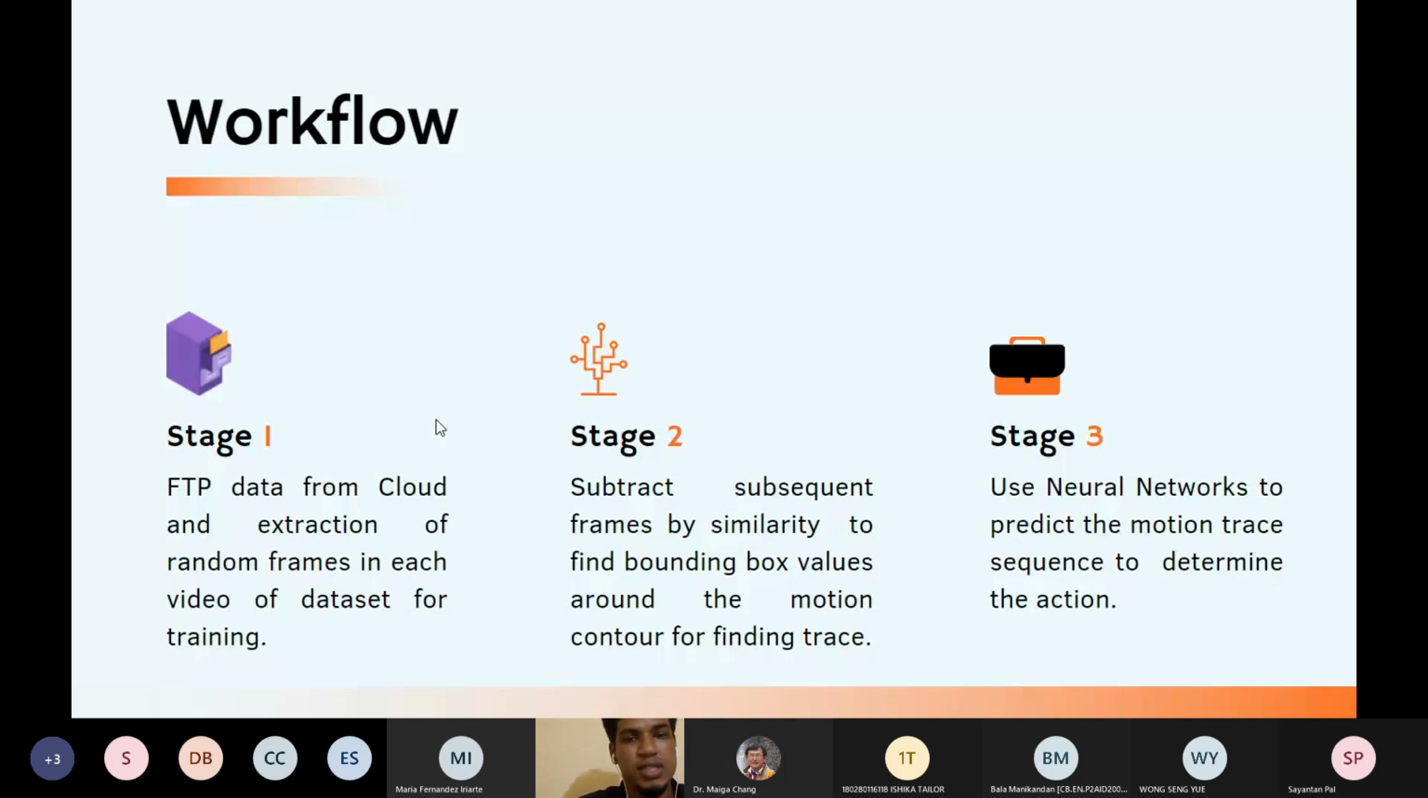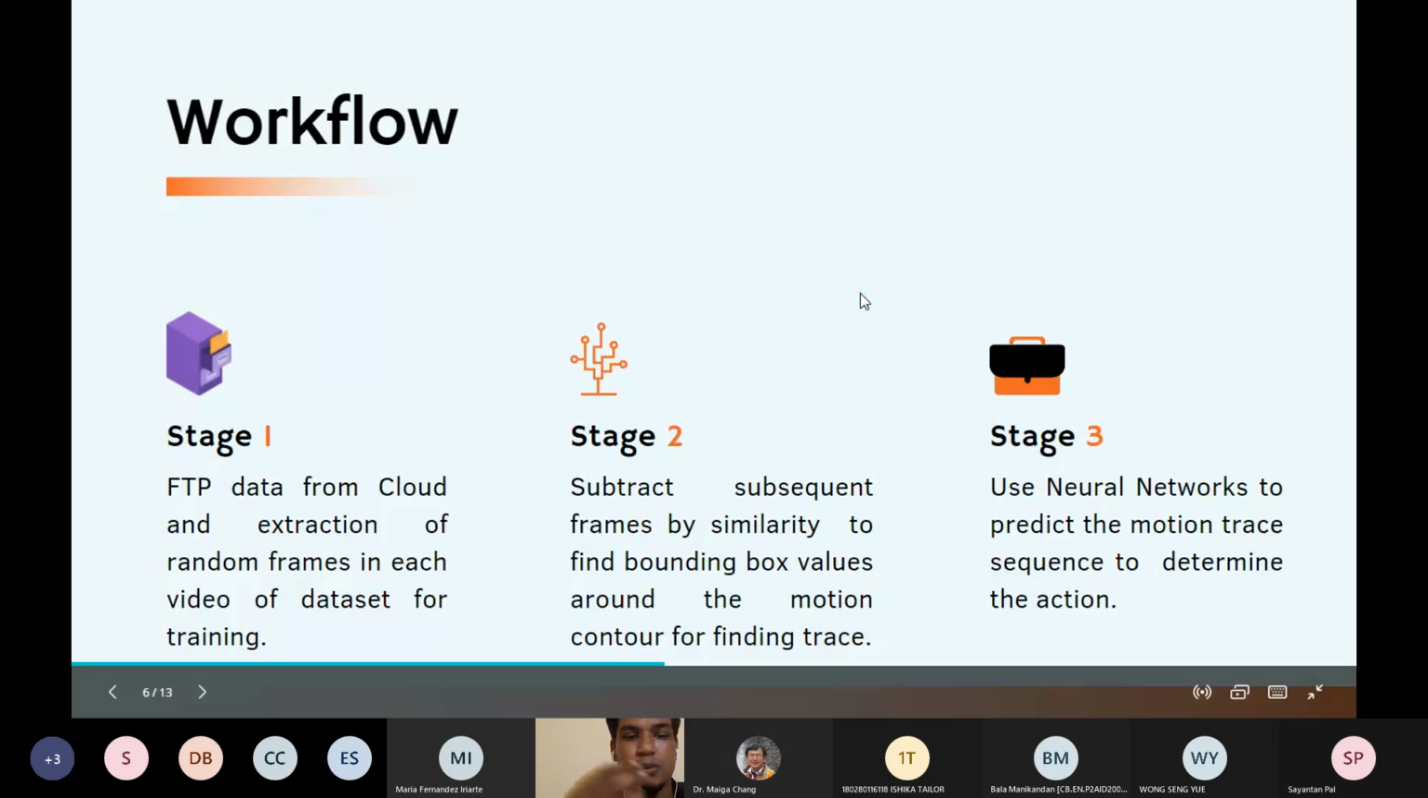First we take the video and extract the frames of the video. Then we randomly select some of the frames, we bucket the frames, and we use our algorithm on each bucket to predict whether the person is falling or not. So stage two consists of the algorithm part.